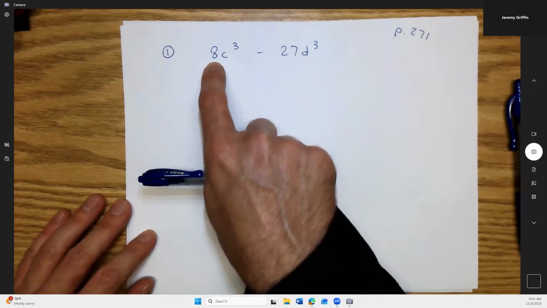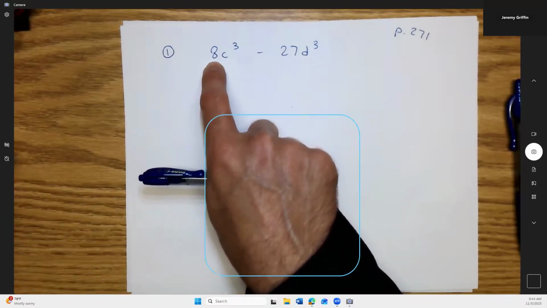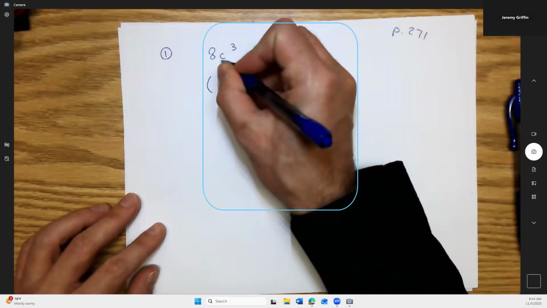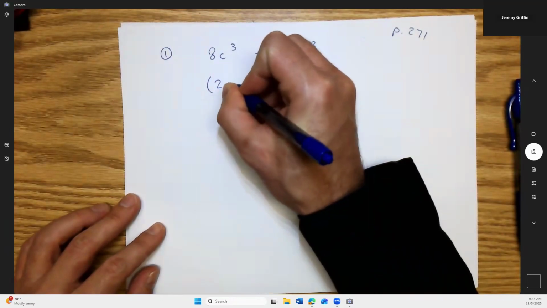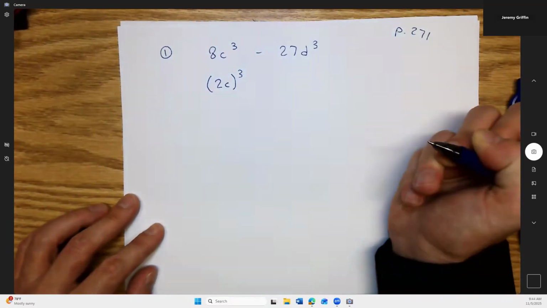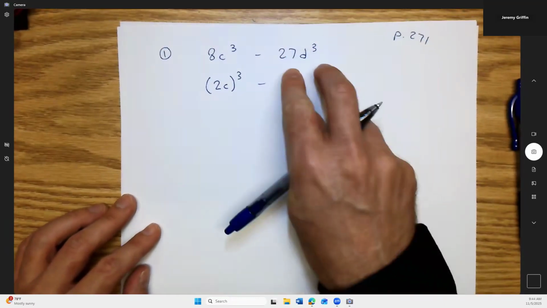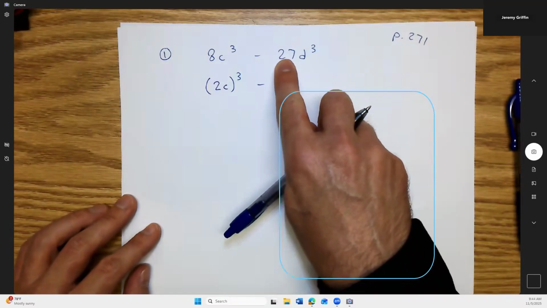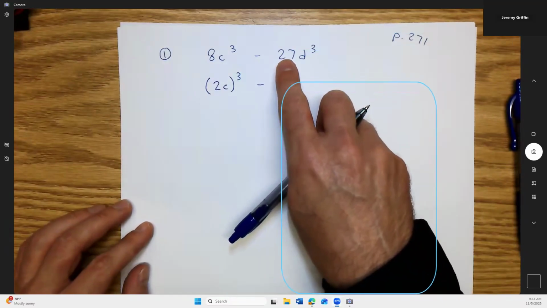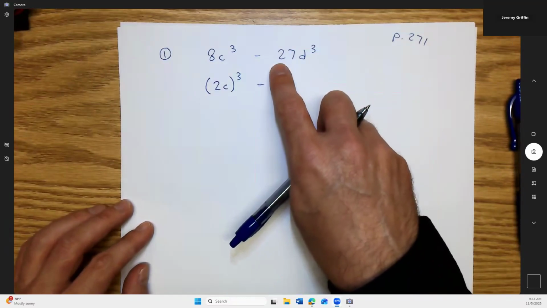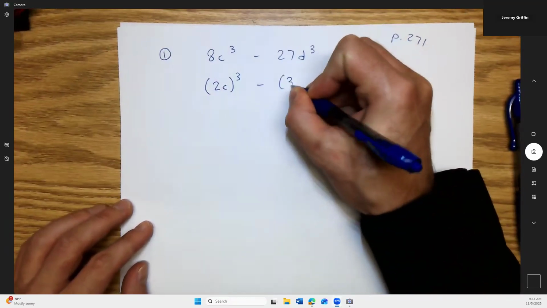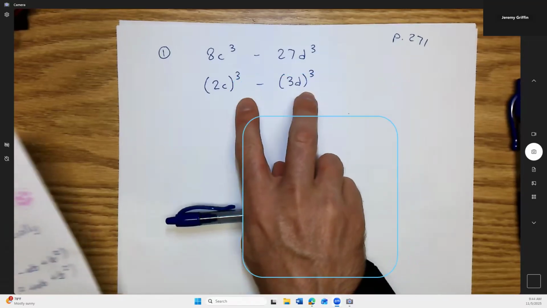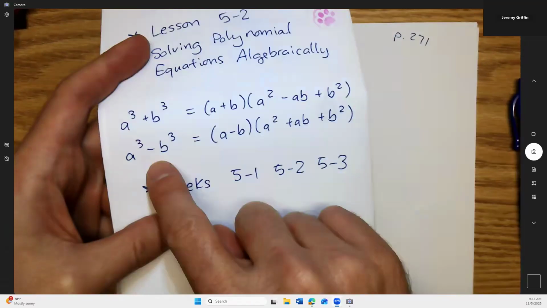Guys, what's the cube root of 8? What times what times what is equal to 8? How about 2? Yeah. So could 8c to the power 3 be the same thing as 2c all to the power 3? That's the same thing, isn't it? And a similar story in this one. Guys, what times what times what is 27? So 3. How about 3d and then all that to the power 3? That's the difference of two cubes, which is exactly what I listed right here.